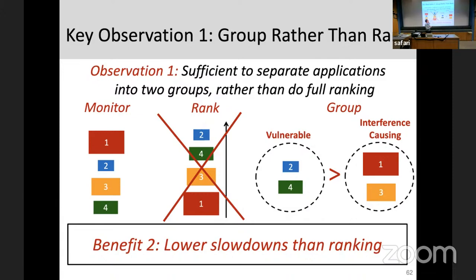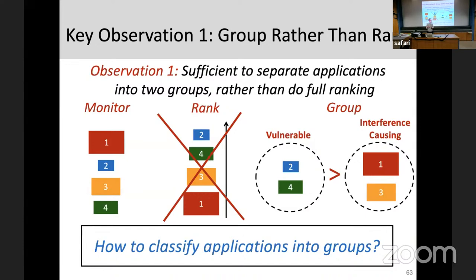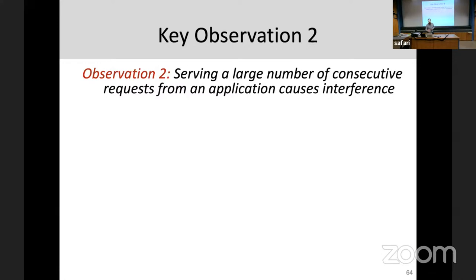Of course, how do you classify applications into groups becomes a problem now. How do you do the grouping? This paper comes up with a completely different insight, a completely different way of doing it, because we forgot about the ranking. We don't want it. The observation is not necessarily new; it's kind of what we have known before. Basically, the observation is that if you keep serving a large number of consecutive requests from an application, that's an indicator of interference. This was a streaming application that we saw earlier. This was the other streaming application that we saw earlier.